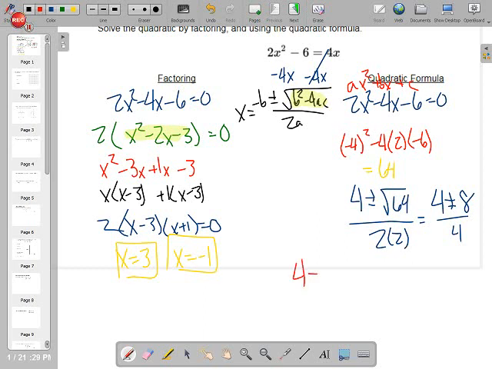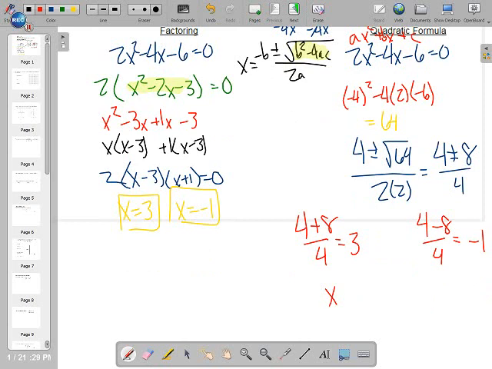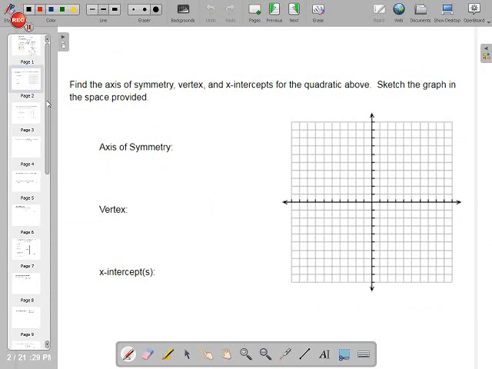So you can split this up, 4 plus 8 over 4, and 4 minus 8 over 4. So 12 over 4 is 3, and -4 over 4 is -1. Hey, look at that! We got the same answers. x equals 3, and x equals -1. Of course, we should get the same answers. It's the same problem. Moving along, we're going to graph.